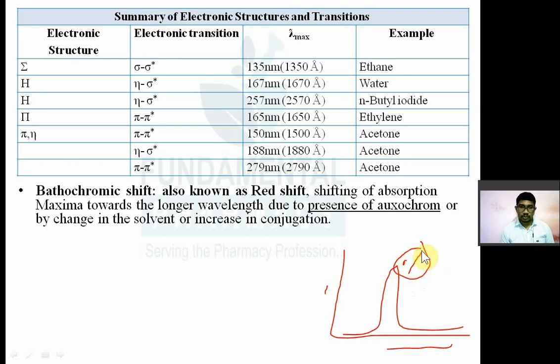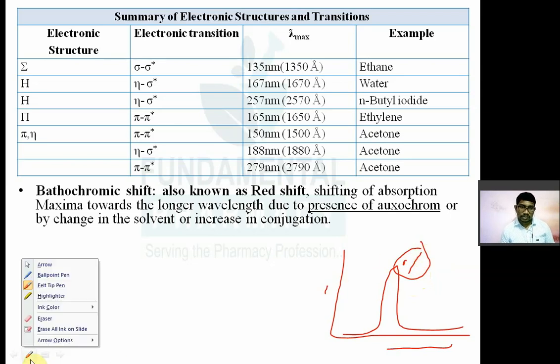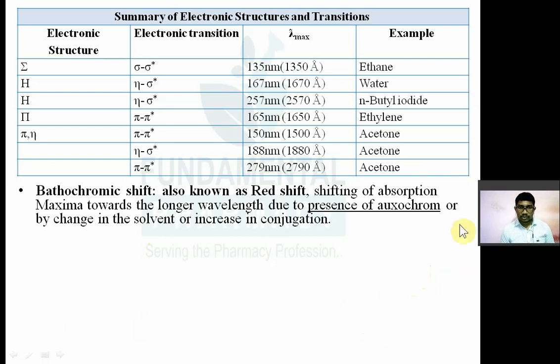So what is meant by bathochromic shift? Bathochromic shift is nothing but the shifting of absorption maxima of the compound towards the longer wavelength. It is known as a bathochromic shift or red shift. It is due to presence of auxochrome. If an auxochrome is attached to the chromophore, it will shift the total absorption maxima towards the longer wavelength.